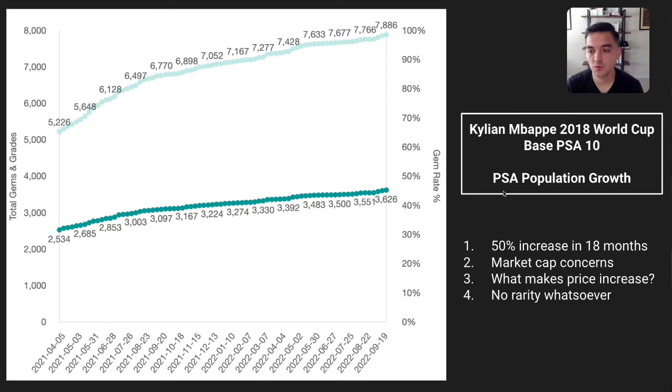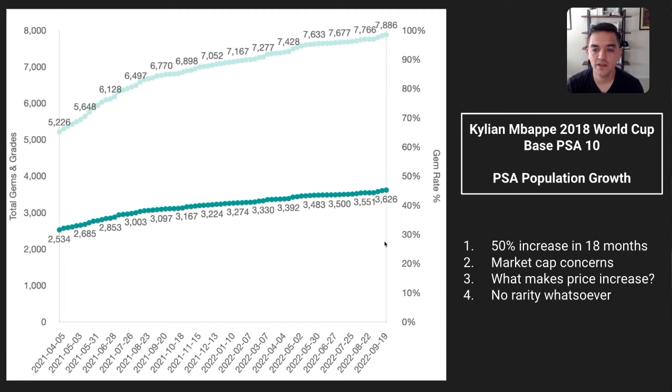So what are we seeing here? We're seeing a 50% increase in 18 months. I would say there are some market cap concerns, because even at 3,626 and $200, that's still basically over a $700,000 market cap, at 2,500 back when they were $1,200. I mean, you can see these are just massive populations.